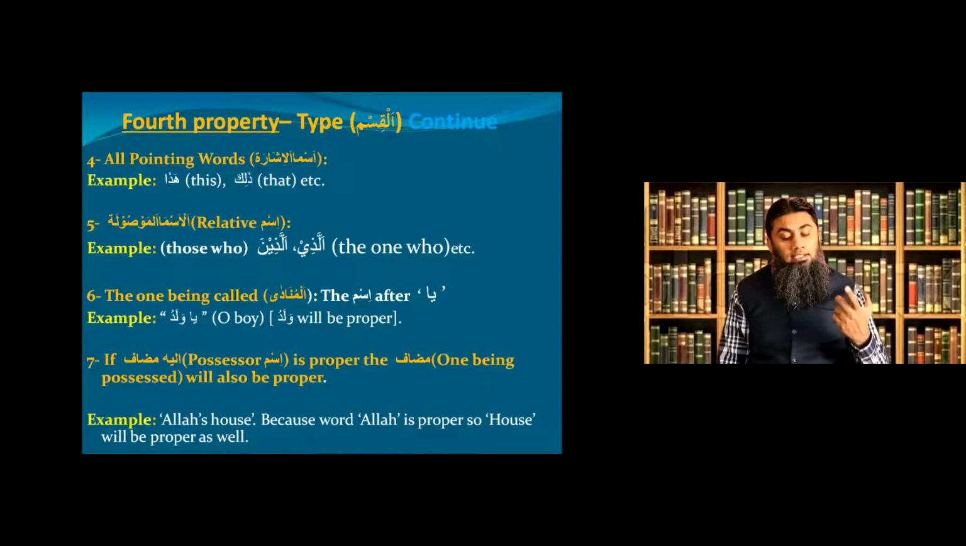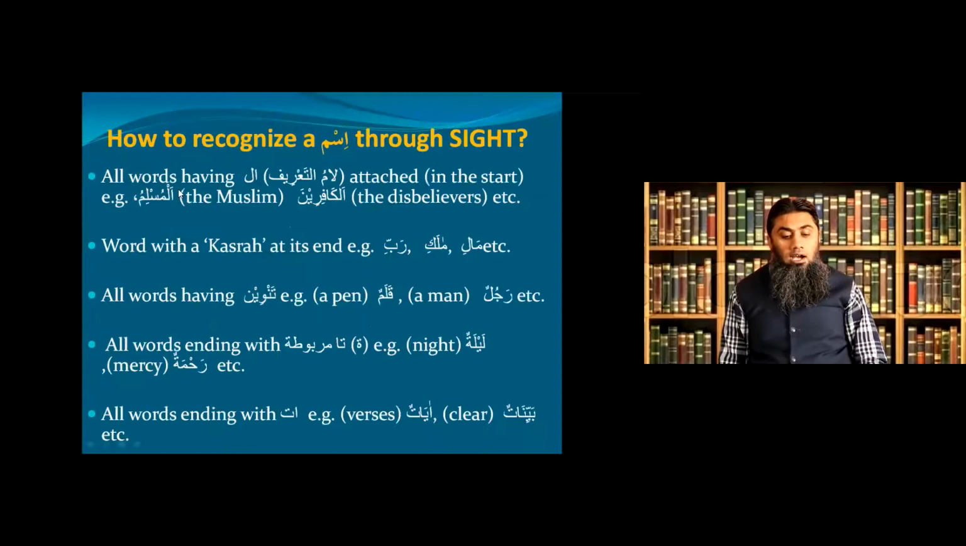So now, like I said in the start, after completing these 4 properties, let me introduce you to 2 very small topics before we end this lesson and we end this module 1. But remember, 4 properties have been completed. Now, how to recognize ism through sight?